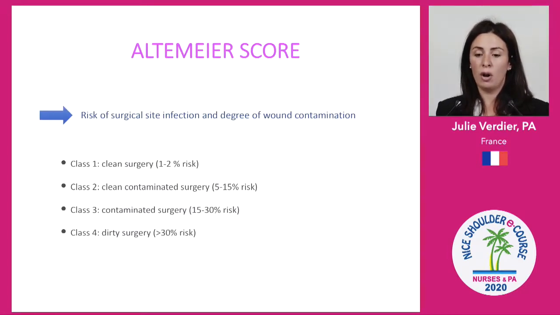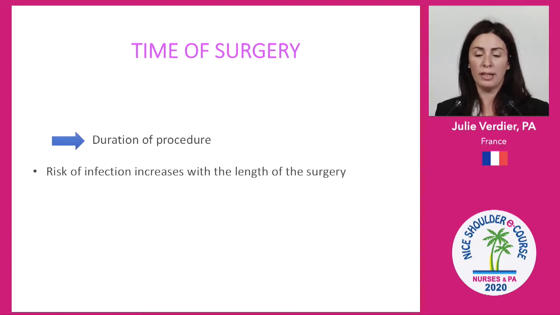The Altemeyer score is the risk of surgical site infection and degree of wound contamination. There are 4 classes ranging from clean surgery with 1% to 2% risk of infection to dirty surgery with more than 30% risk of infection. Obviously, the time of surgery is also taken into account for the final score.